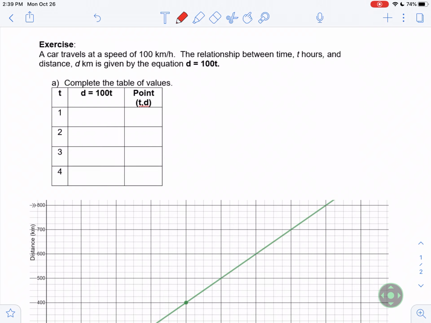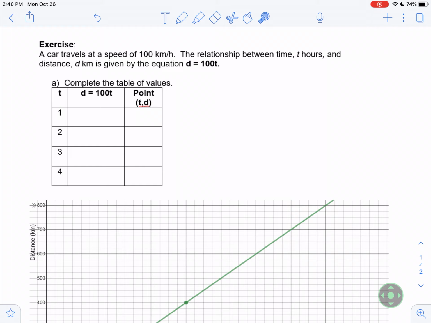When we're given a description of a linear relationship or an equation, we can use this information to fill out our table of values. So in this situation, we have a car traveling at a speed of 100 kilometers per hour. So if we travel for 5 hours, we have traveled a distance of 500 kilometers. So we have to take the 100 and multiply it by our time. If it was t equals 3, so you have 3 hours we've traveled, then 300 kilometers is the distance.